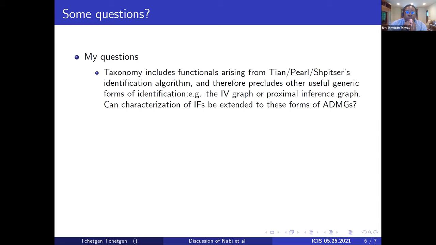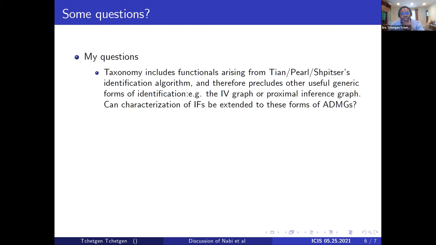The taxonomy includes functionals arising from Tian and Pearl's and Shpitser's identification algorithm, and therefore precludes other useful generic forms of identification. For instance, the IV graph, which technically the ID algorithm would tell you is not identified, and that's because you're not identified everywhere. You identify when the IV is relevant for the exposure, but you also typically need an additional fourth assumption aside from the ones encoded in the graph. Or the proximal inference graph, where again you have these generic forms of identification where you're not identified everywhere in the model, but sometimes identified in some important cases of the graph. And so the first question is, can there be a characterization of IFs that could be extended to these forms of ADMGs where you can get generic identification, despite the fact that the ID algorithm might suggest that the causal effect is not identified?